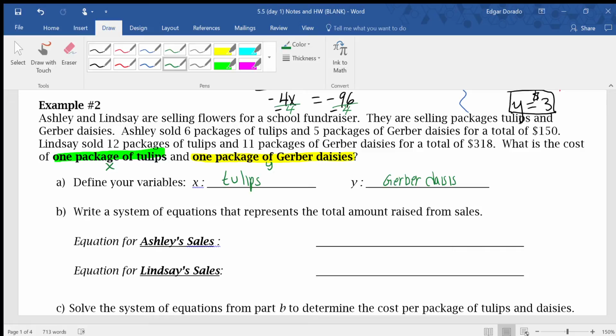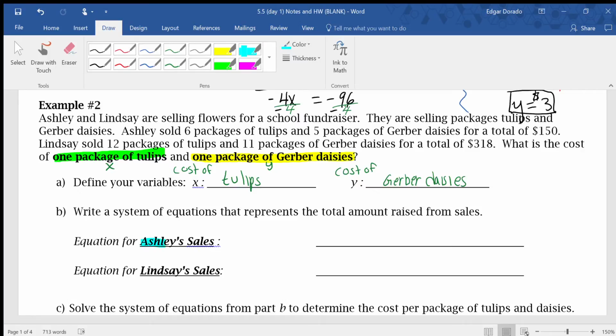And I guess more specifically, guys, we're talking about the cost. So the cost of tulips and the cost of Gerber daisies. Let's go ahead and try to write down our equations. So let's do a little bit of highlighting here. Let's see what 2 scenarios we're talking about.